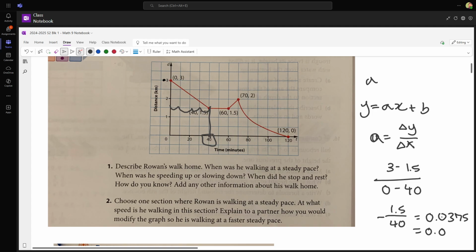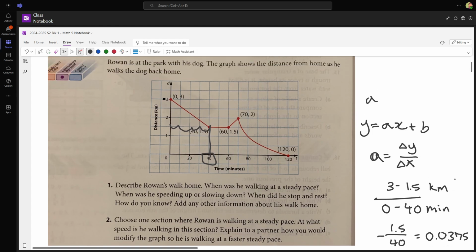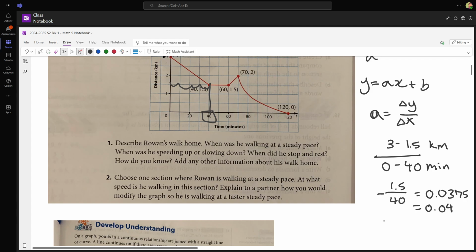Now, it's really important that we remember our units in this case. So y would be distance in kilometers, and our x would be time in minutes. So this would actually result in 0.04 kilometers per minute. Okay, so this is steady pace. This is consistently moving this much every minute.